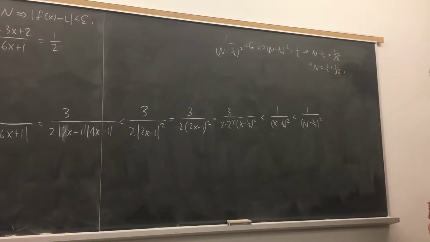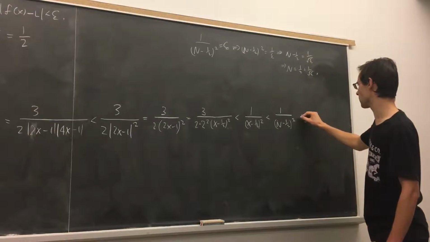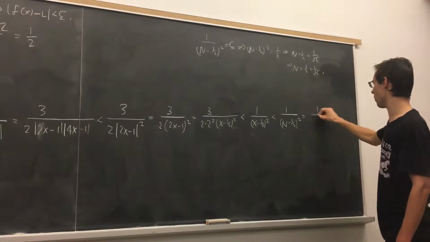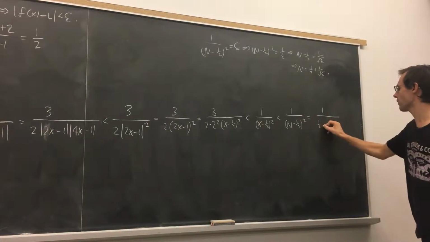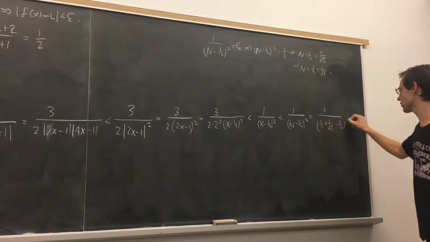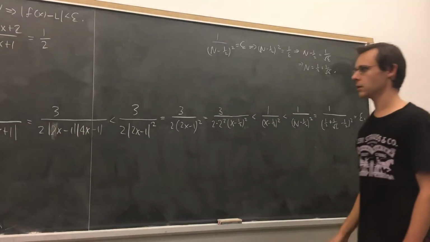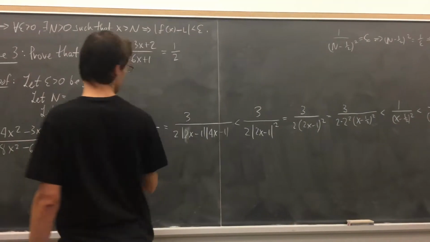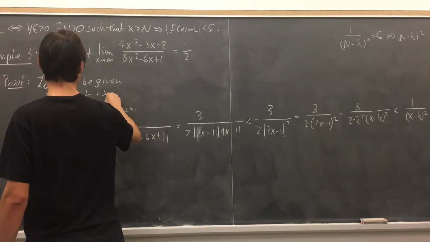So at this step over here, we could say that this is now going to be equal to 1 over, and then we sub that value in. 1 over a half plus 1 over root epsilon minus a half squared, and that's going to equal epsilon. So in fact here, we need n to be chosen to be a half plus 1 over root epsilon.